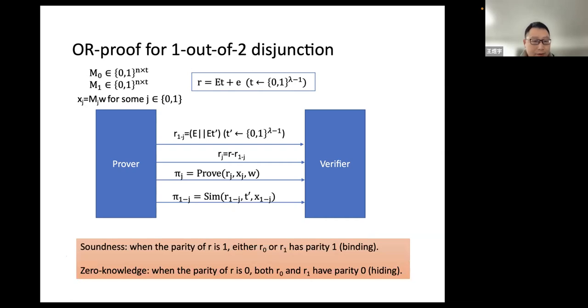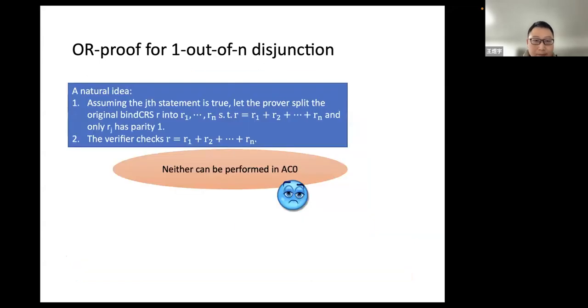The soundness follows from that when the parity of R is 1, then either R0 or R1 has parity 1, which means that one of them must be binding. And the zero knowledge follows from that when the parity of R is 0, then both R0 and R1 will have parity 0, which means that both of them will be hiding.